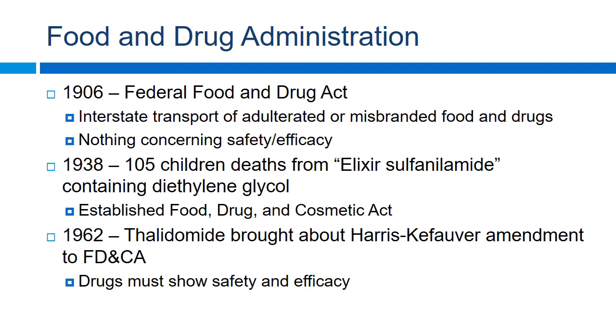In 1938, there was a problem with elixir sulfanilamide. It was an antibiotic being used for children, and they didn't realize it contained diethylene glycol. I'm not sure if it was put in there purposely or if it was an accident, but diethylene glycol is almost like radiator fluid, a very toxic compound, and it killed a lot of kids. So then they came up with the Food, Drug, and Cosmetic Act, which shored up a lot of the problems and helped make sure that drugs are actually safe for people to use. And in 1962, have you ever heard of the drug called thalidomide?